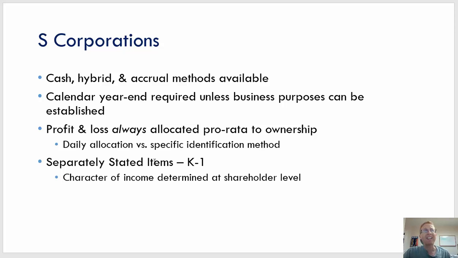Okay, S corps can pick most methods of accounting: cash, hybrid, or accrual. They're generally calendar year end unless you can establish a business purpose. Profit and loss. This one's really critical. Always has to be allocated pro rata, per share per day.